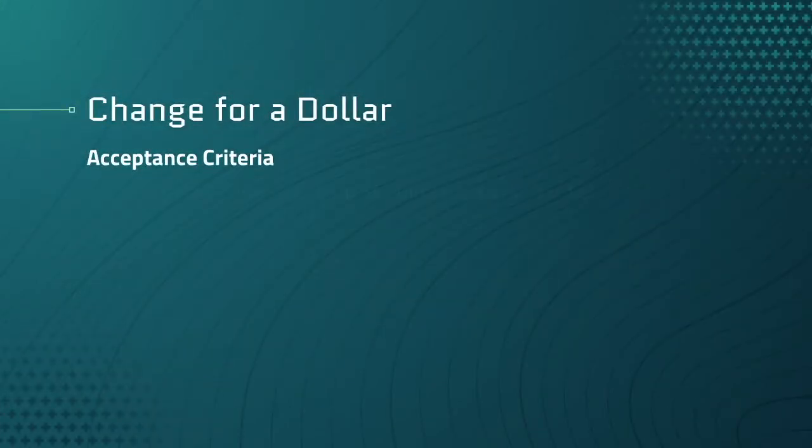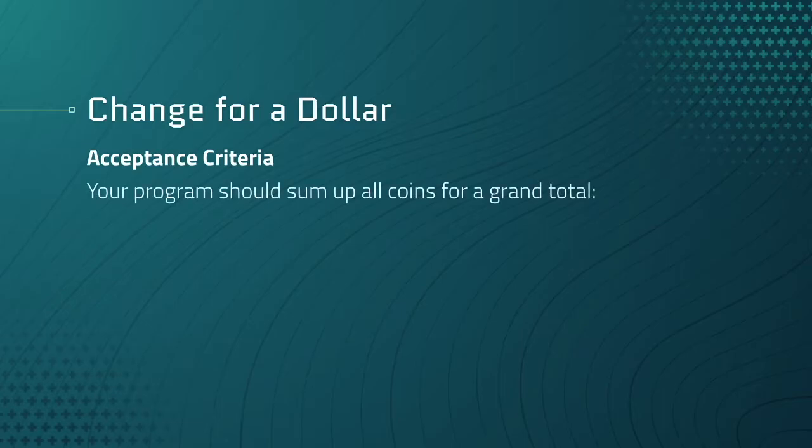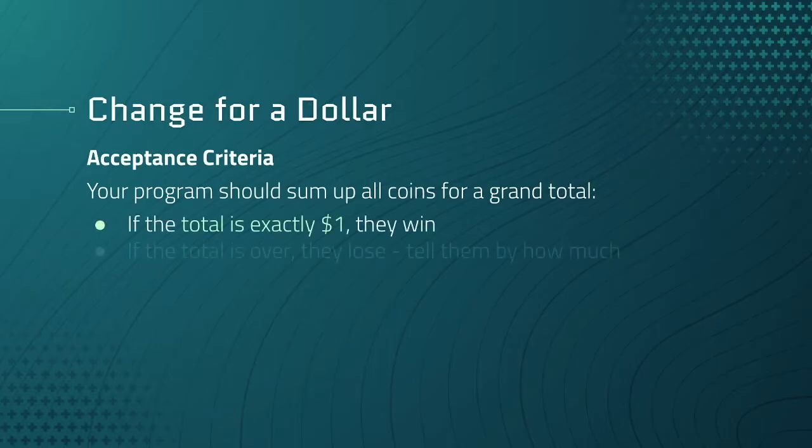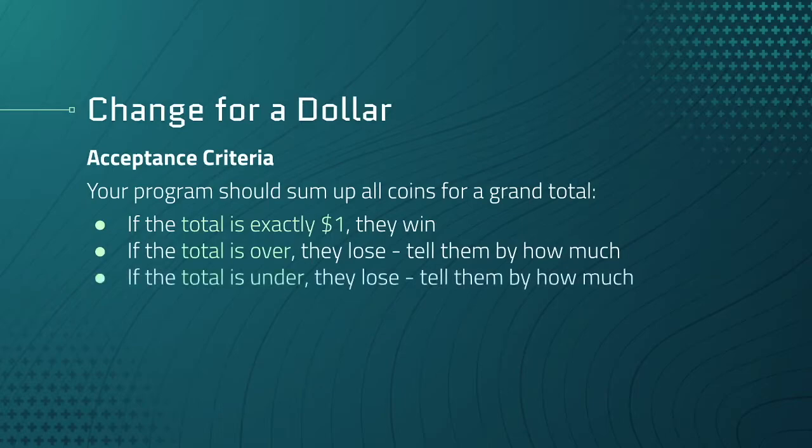With those inputs, your program should then sum up all coins for a grand total. If the total is exactly $1, they win. If the total is over, they lose, and tell them by how much. If the total is under, they also lose, and then tell them by how much.